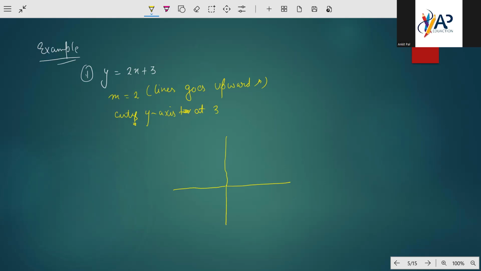This is the x-axis, y, and y dash. The line is cutting the y-axis at 3. Suppose that this is the origin. This is 1, 2, and 3.